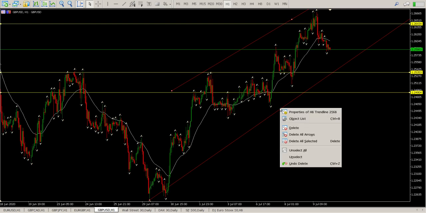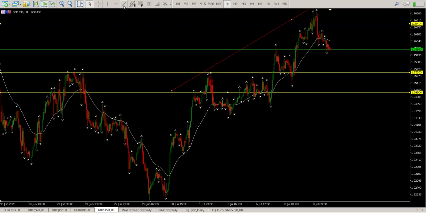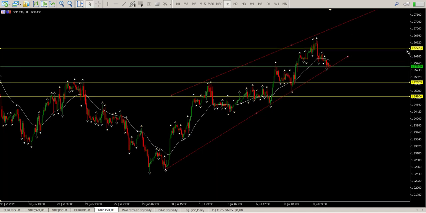Okay, so it is actually a wedge. There we go. There it is there. So that is pretty much a wedge. We're on the bottom of the wedge at the moment, coming into this area here.